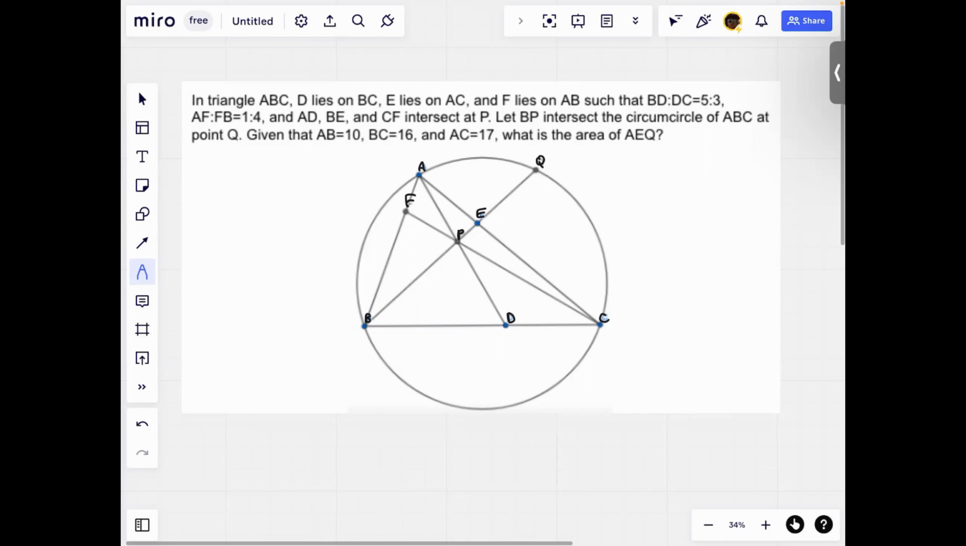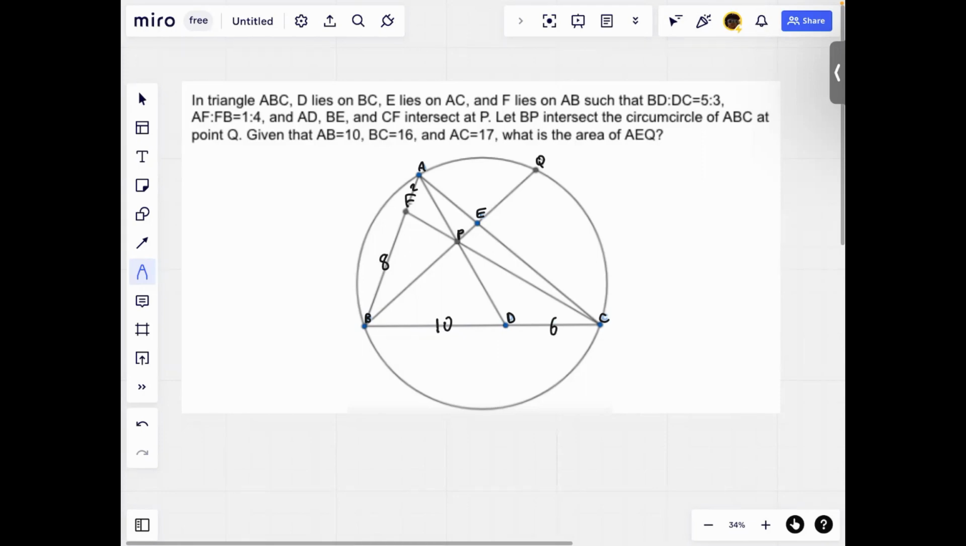So first, we know AF to FB is 1 to 4, and we also know AB is 10, so that means that AF is 2 and FB is 8. And then since we know BD to DC is 5 to 3 and BC is 16, we know that BD is 10 and DC is 6.